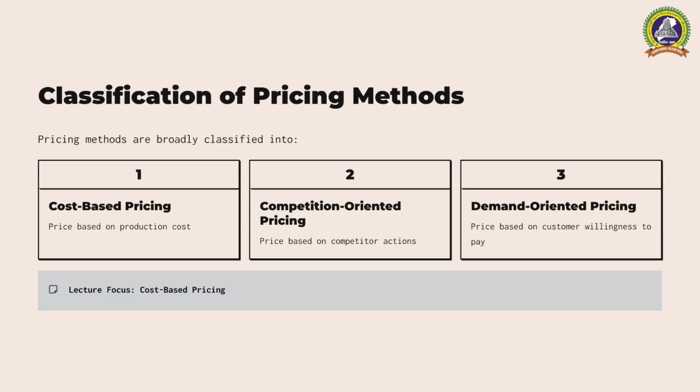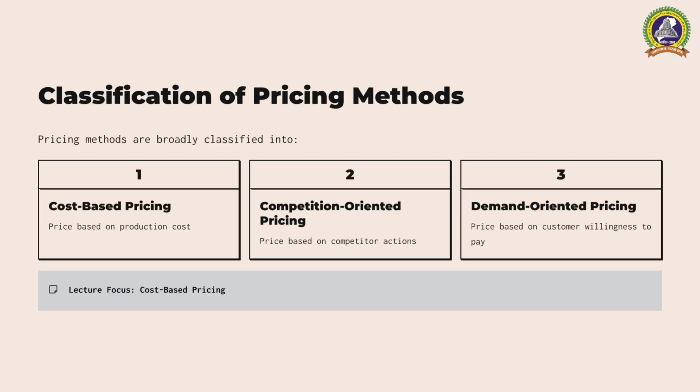Now, the second family is competition-oriented pricing. Here, the anchor is the competitor. We look outward. Are we charging the same as the market leader? That is parity pricing. Are we undercutting them to gain share? This is discount pricing. Or are we positioning ourselves as a luxury alternative? That is premium pricing.